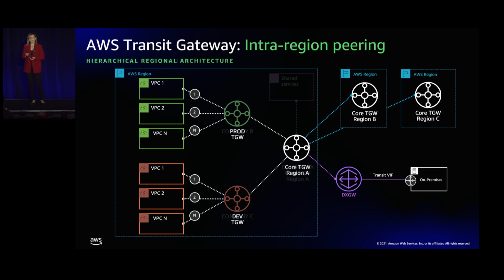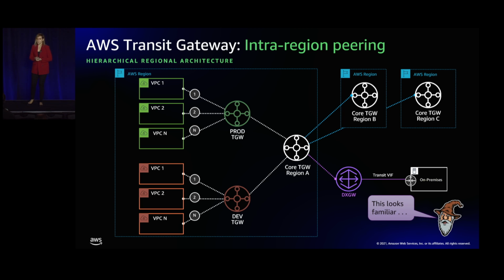The second use case is hierarchical architectures, and this is driven either by security limitations or standards that the company needs to abide by, or the need to separate the domain of operations. So with separate prod and dev transit gateways, for example, you can have core transit gateways that offer cross-region and global connectivity. This looks a bit familiar with the data center hierarchical architecture, if I remember that.